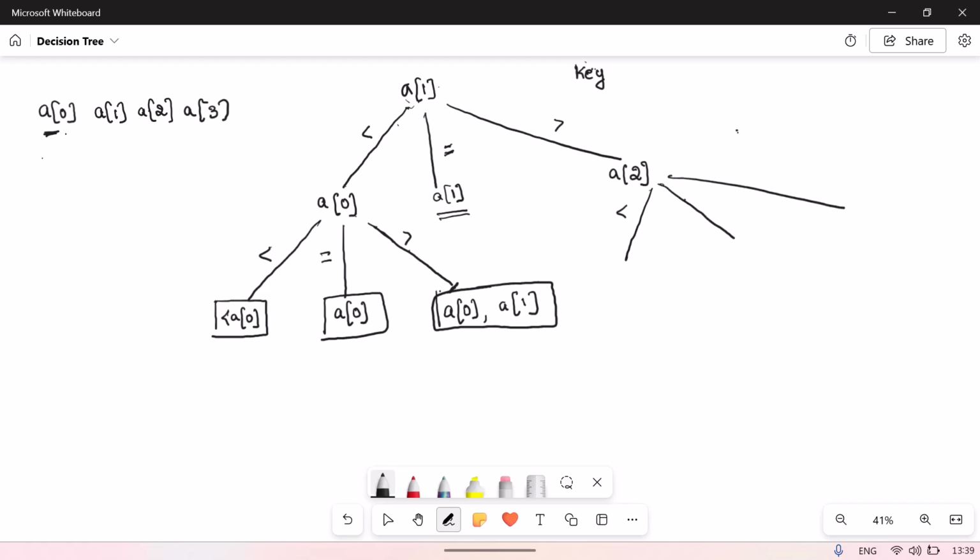So, lesser than, equal to, greater than. If the key is equal to A of 2, then it is A of 2 itself. No problem. If the key is greater than A of 2, then we have A of 3. So A of 3 will come from.